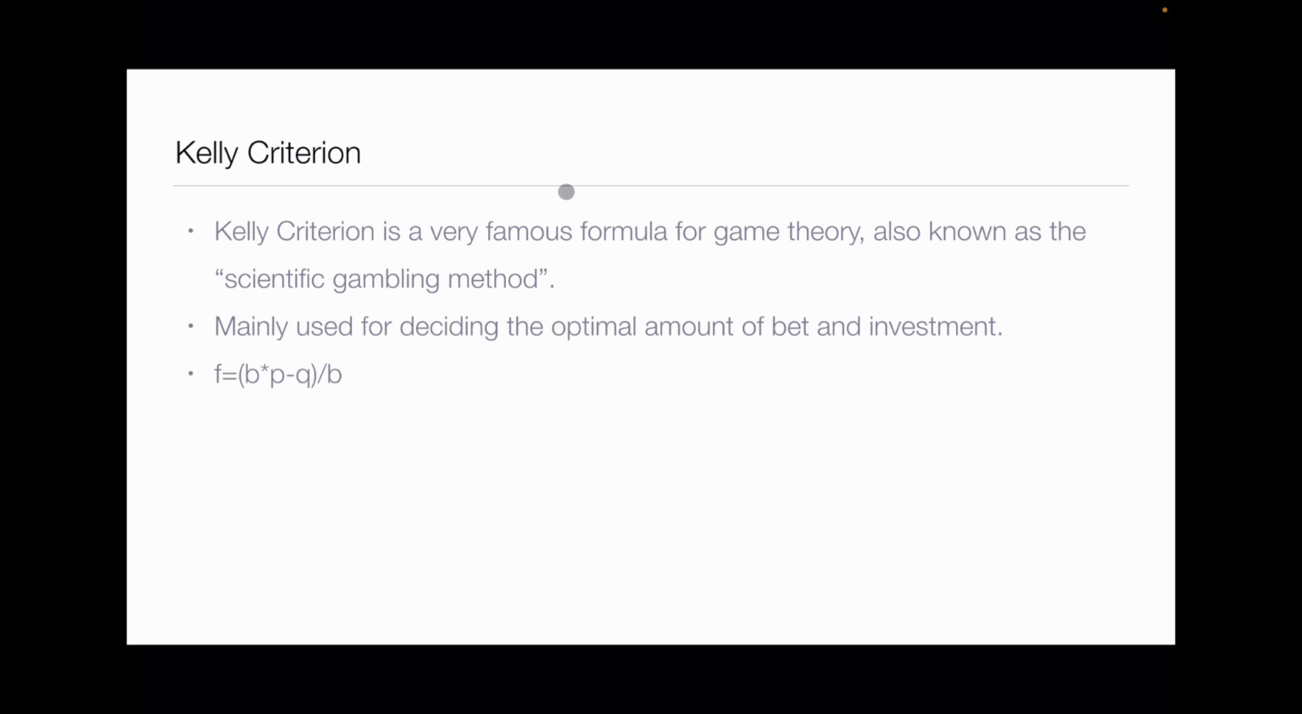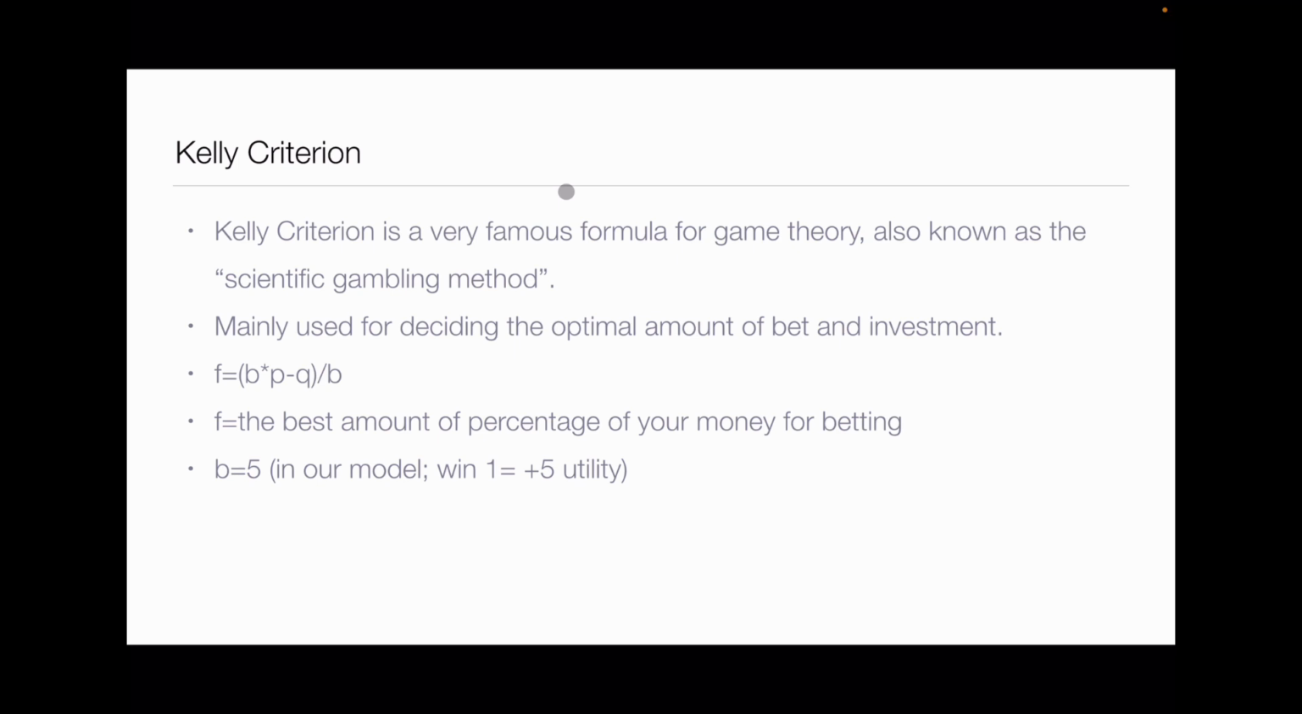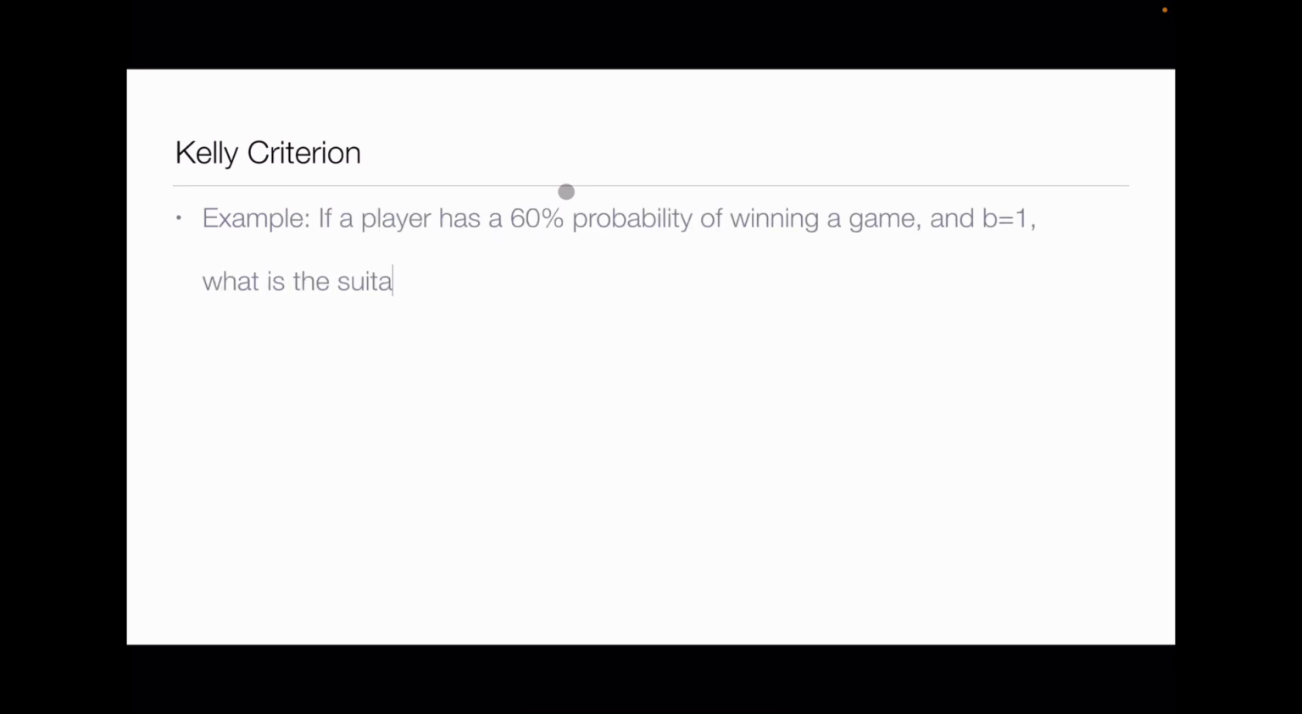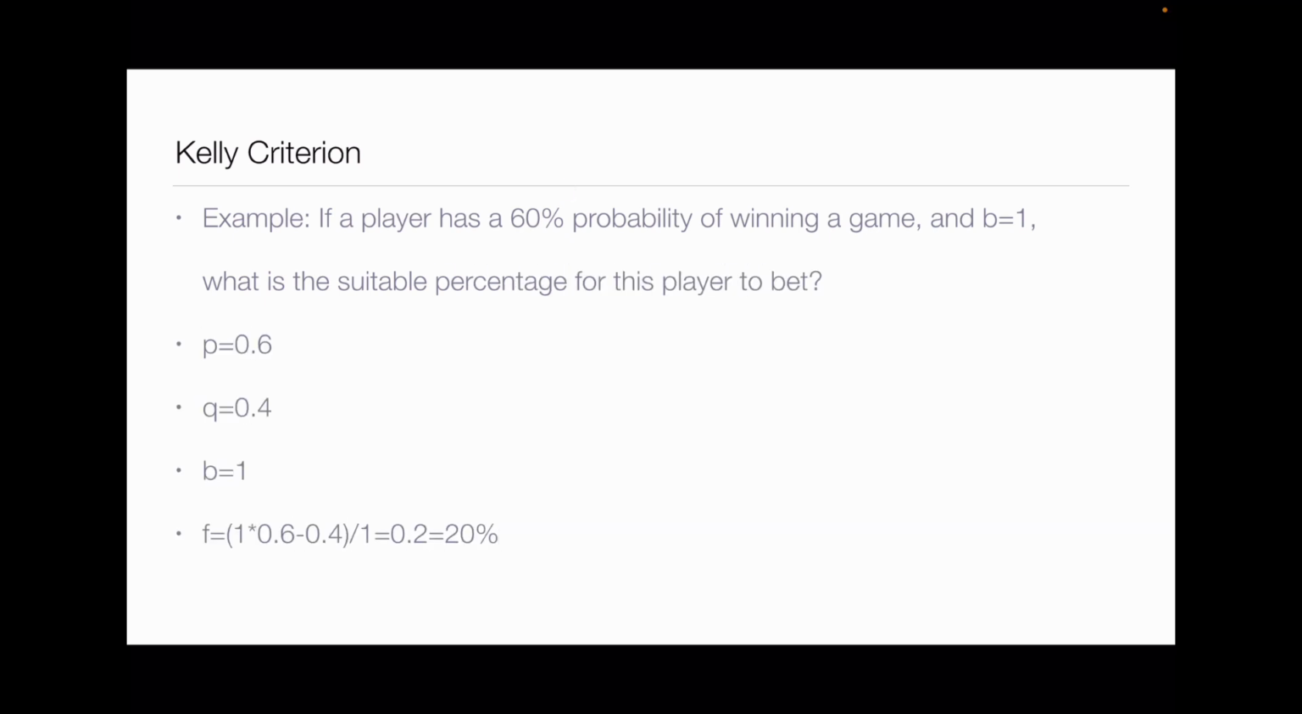In the formula, F equals the best percentage of your money for betting, and B in our model equals 5, meaning that winning one chip equals 5 utility. P is the percentage of winning and Q is the percentage of losing, knowing that we assume that P plus Q is always equal to 1. A simple example: if a player has a 60% probability of winning the game and B equals 1, what is the suitable percentage for this player to bet? It is easy to get that F equals 20%, which means the player should bet 20% of what he has in the game.